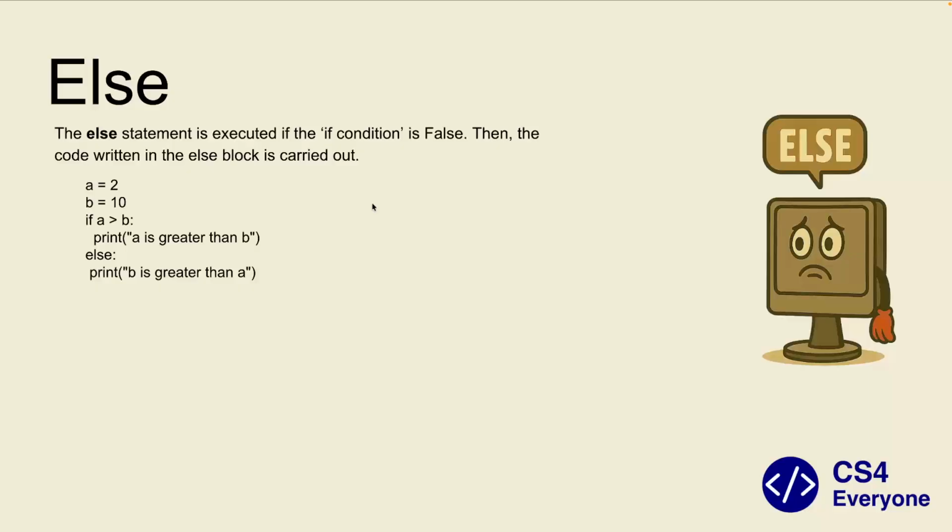The else statement is executed if the if condition is false. Then the code written in the else block is carried out. a is the int variable with the value 2. b is another int variable with the value 10. If a is greater than b, "a is greater than b" will be printed. Else, "b is greater than a" will be printed. Since 2 is not greater than 10, the else will be executed. And since 10 is greater than 2, "b is greater than a" will be printed.